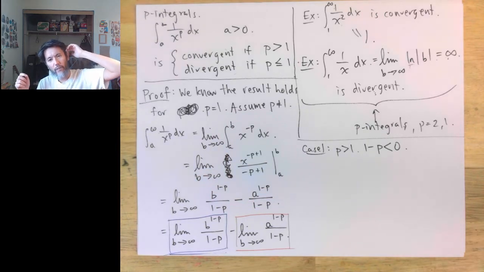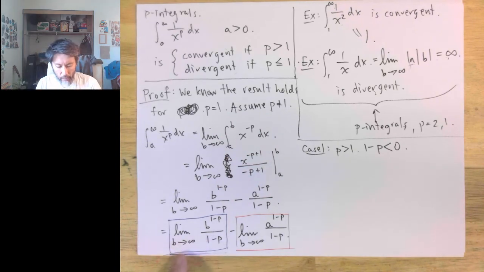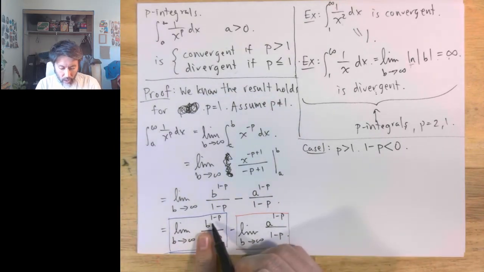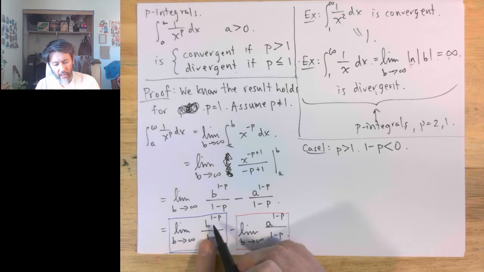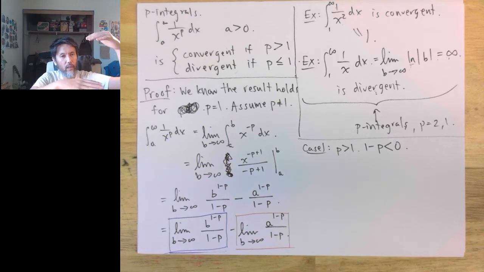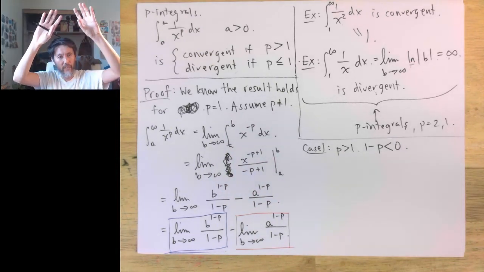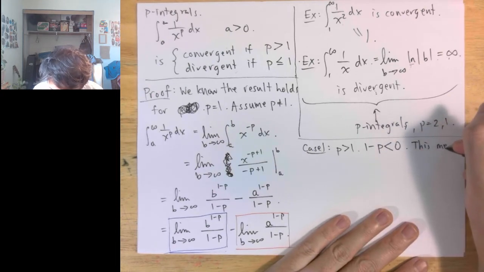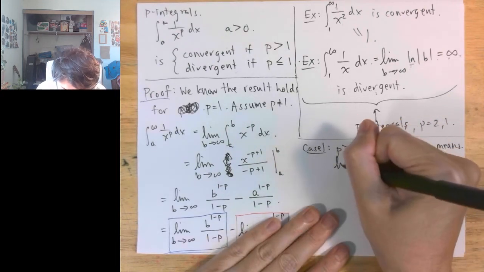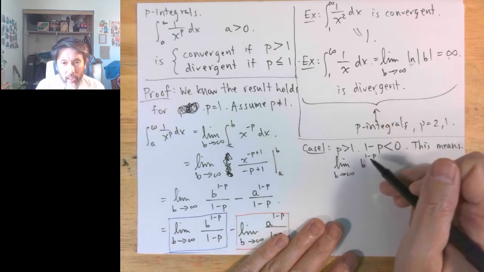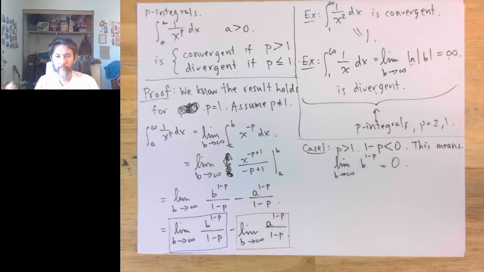And so that means that as B gets bigger and bigger and clicks through these larger and larger numbers, we're raising that B to this negative power. And doesn't that mean that these quantities are all going to 0 because the exponent is negative, right? This means that the limit as B goes to infinity of B to the 1 minus P, so I'm just looking at this piece right now, is equal to 0.